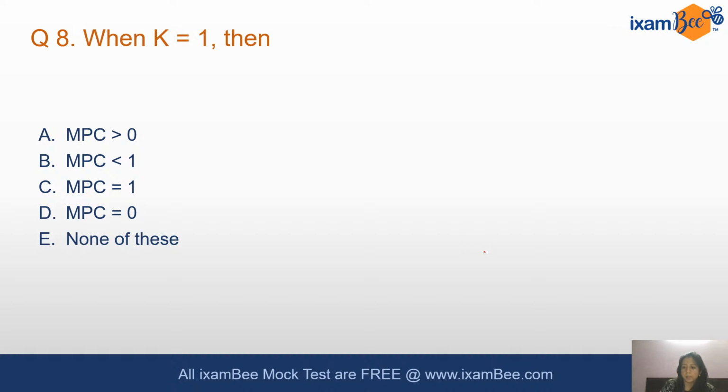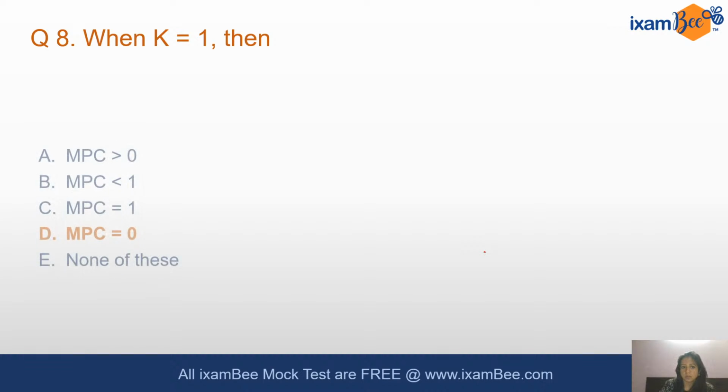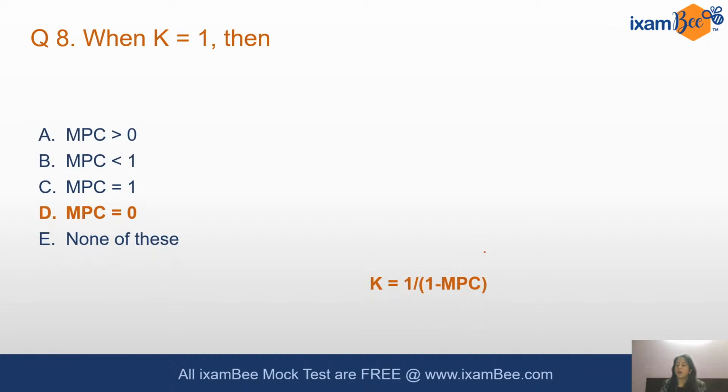K actually is the multiplier. When k is 1, how do you calculate the multiplier? K is equal to 1 upon 1 minus MPC. So in that situation, if k is equal to 1, then the marginal propensity to consume is 0. So k is the value of the multiplier. Only Suyash has replied. Shivangi, A, D. Yes, so the answer is D.